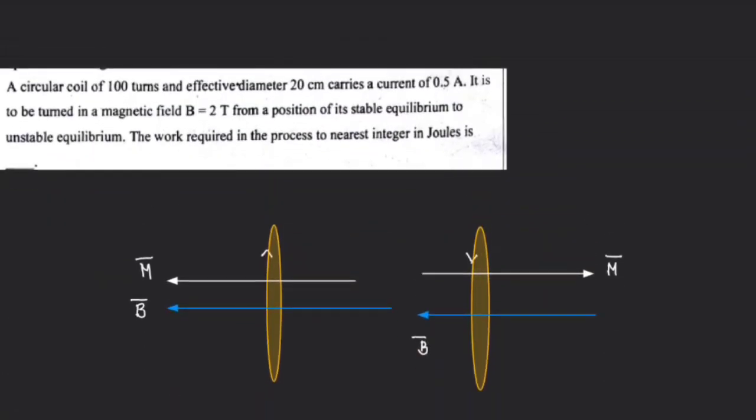Next one. A circular coil of 100 turns and effective diameter 20 cm carries a current of 0.5 ampere. It is to be turned in a magnetic field B equal to 2 Tesla from the position of its stable equilibrium to unstable equilibrium, right?